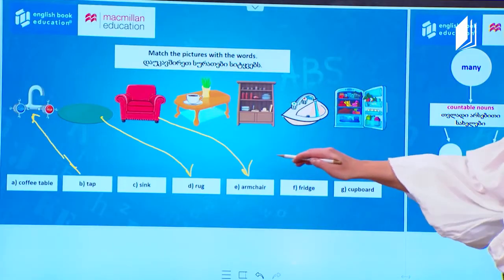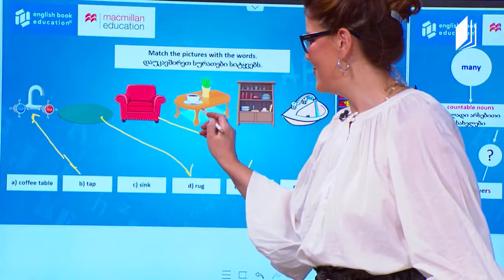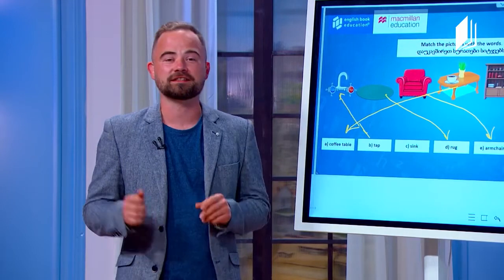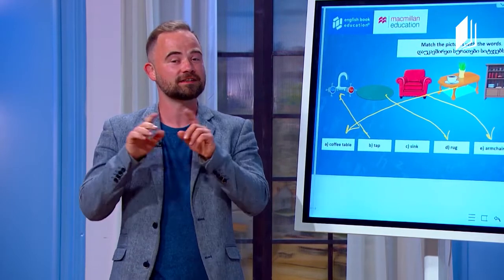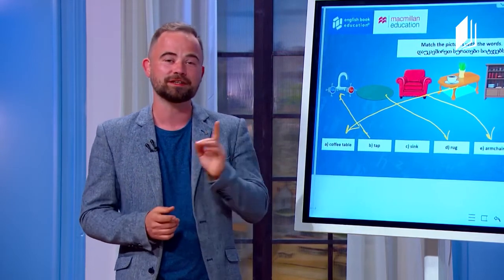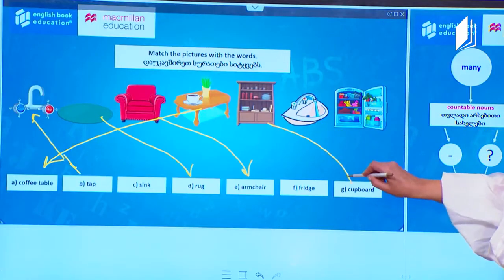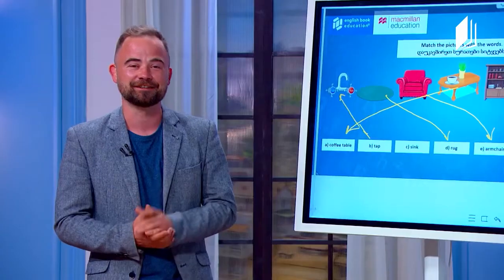A coffee table. And we match it with where is the coffee table? That's right. Coffee table. And we match it with this word. Next one. And the next one, we can see that this is somewhere that you put things inside to store them. So it is a cupboard, yes. And that's right, it's G, a cupboard.